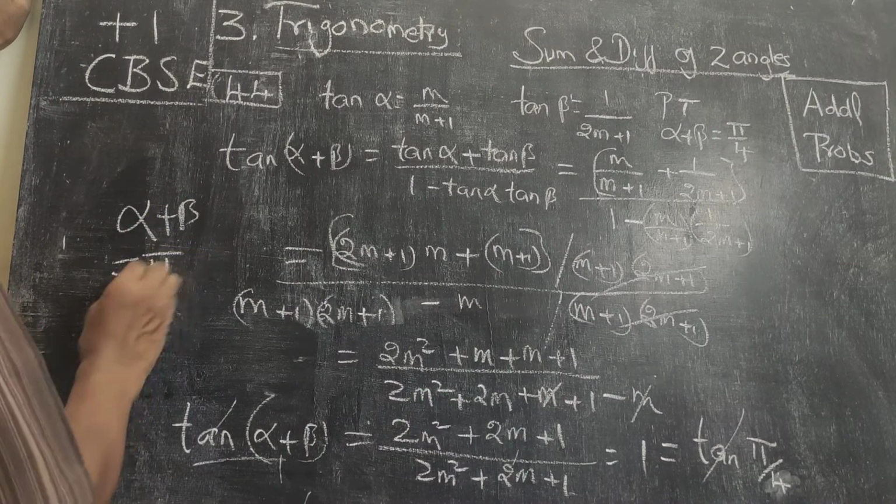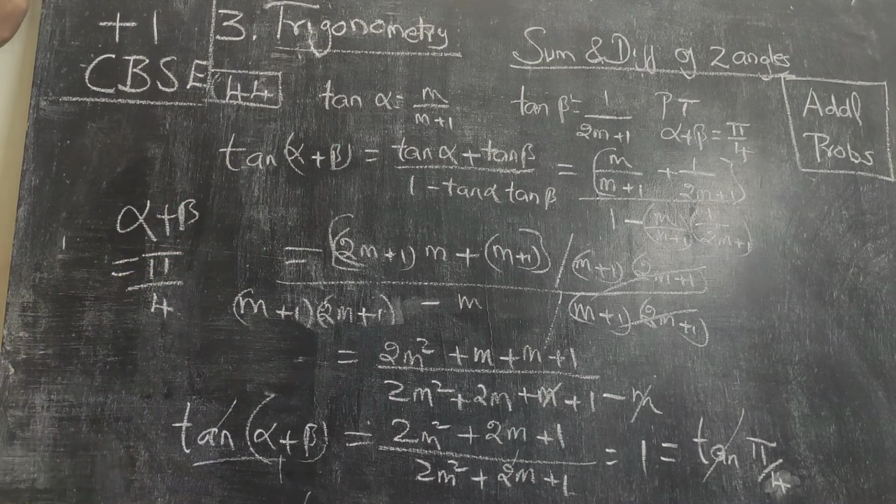Very simple problem. Again you have to consider that even though they are asking alpha plus beta equal to pi by 4, you must consider tan of alpha plus beta and then proceed. Apply the formula, substitute the values, simplify it carefully, then you will be getting 1. And then remember that 1 can be written as tan pi by 4, cancel the tan. You will get the answer alpha plus beta equal to pi by 4.